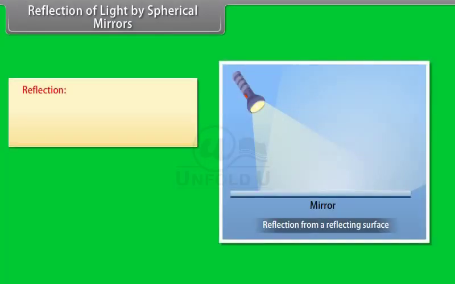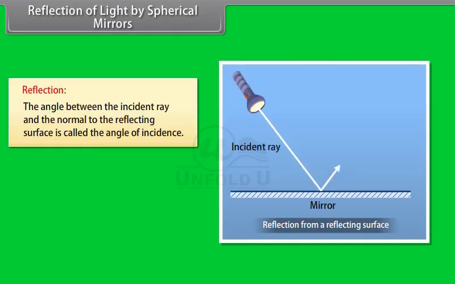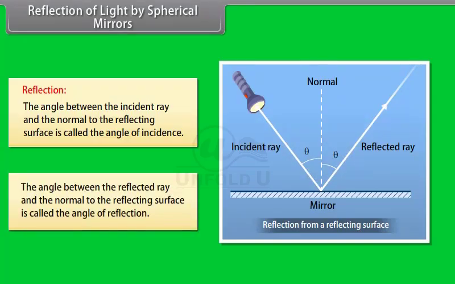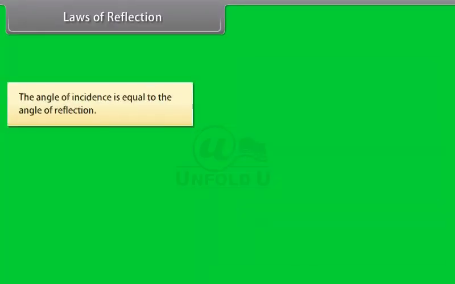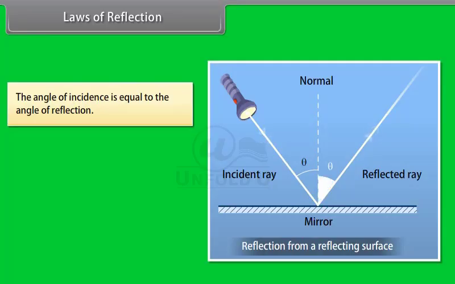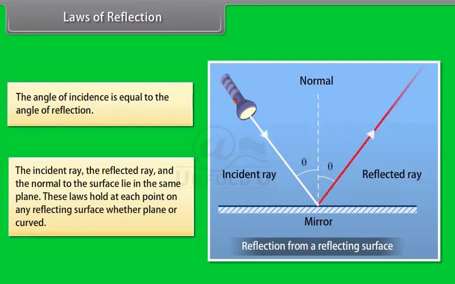Reflection of light by spherical mirrors. Reflection. The angle between the incident ray and the normal to the reflecting surface is called the angle of incidence. The angle between the reflected ray and the normal to the reflecting surface is called the angle of reflection. Laws of reflection. The angle of incidence is equal to the angle of reflection. The incident ray, the reflected ray and the normal to the surface lie in the same plane. These laws hold at each point on any reflecting surface, whether plane or curved.